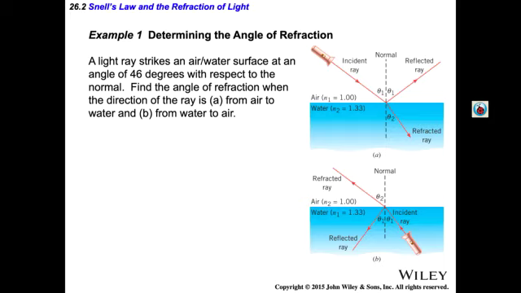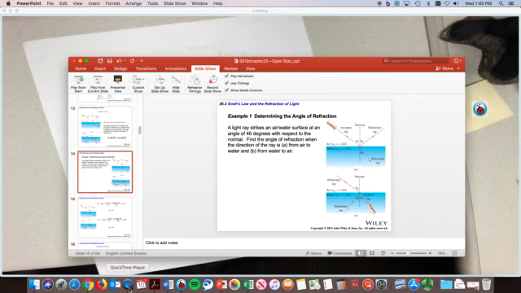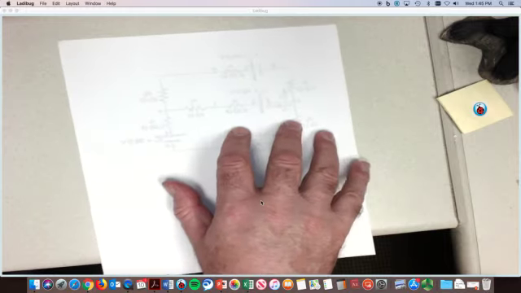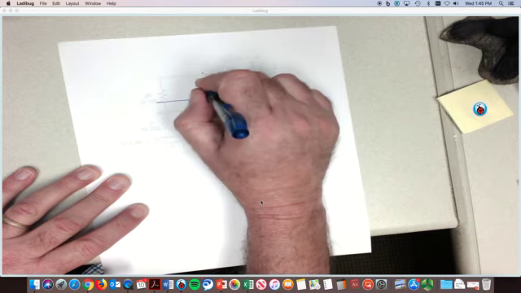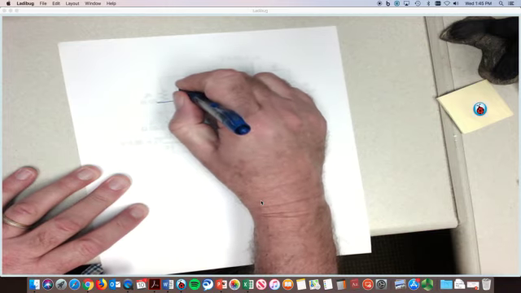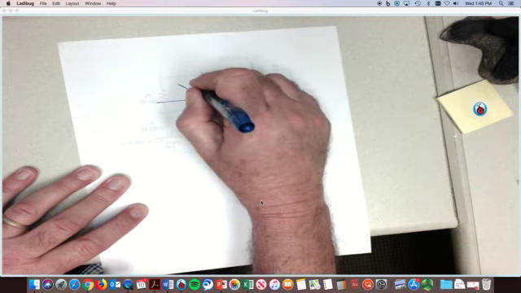So let's just do this problem real fast. Here it is: air to water, 46 degrees. Yeah, I do need to do it. I think I'm running out of gas. All right, so here we go. Angle of incidence, 46 degrees.